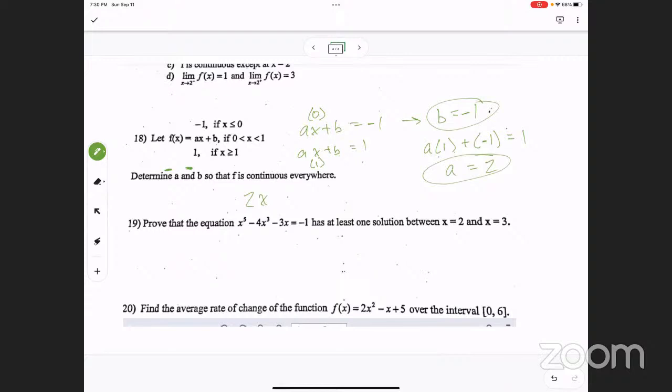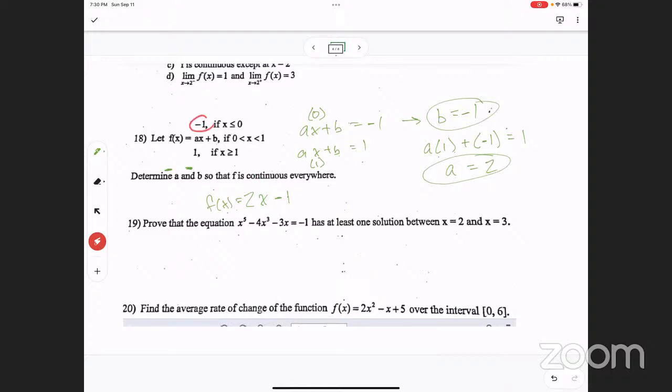f of x equals 2x minus 1. So now, when we plug in 0, we want it to equal this number. And when we plug in 1, we want it to equal that number so that it's between there. And that's exactly what we'll get. When we plug in 0, we're going to get -1.